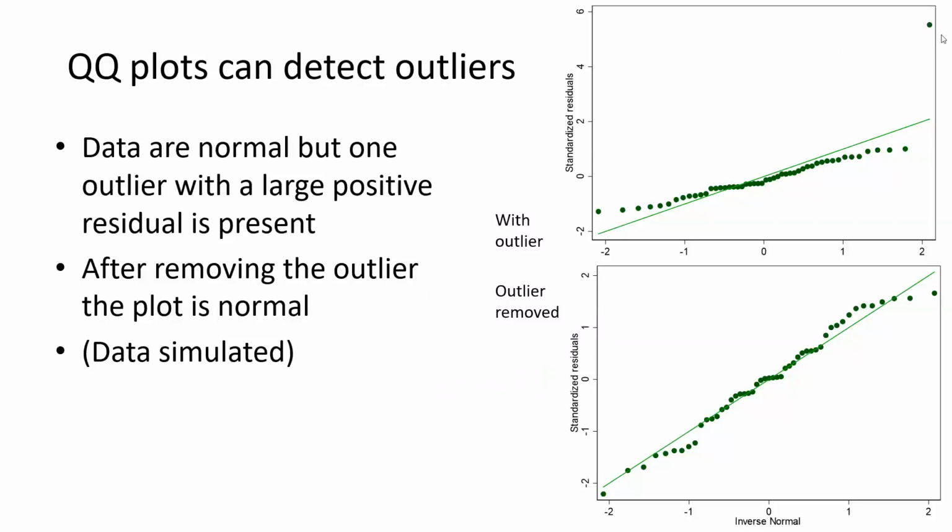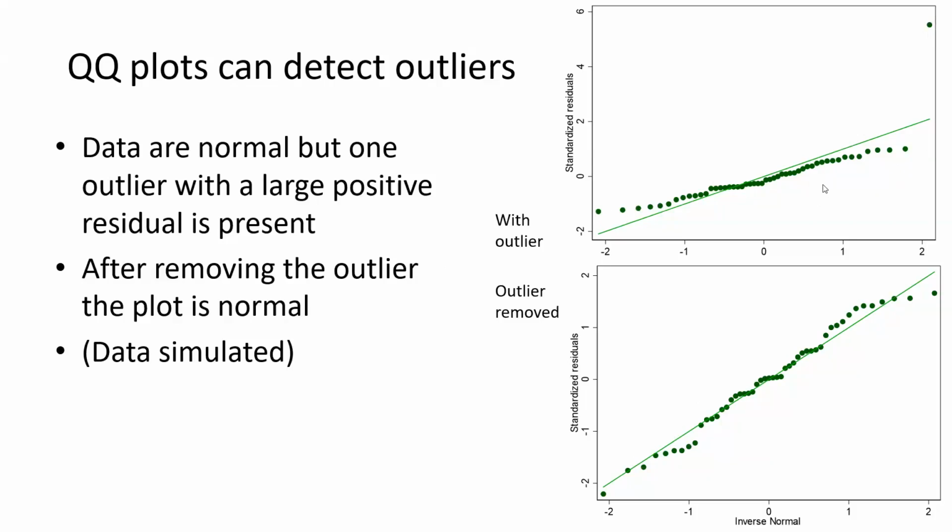If we remove this point and fit the model again, then we get this qqplot, which looks very good. So this is normal, and this is also normal, but it has one outlier. Note that the slope of the line shifts a little bit. This is due to this one outlier, but it's still normally distributed.